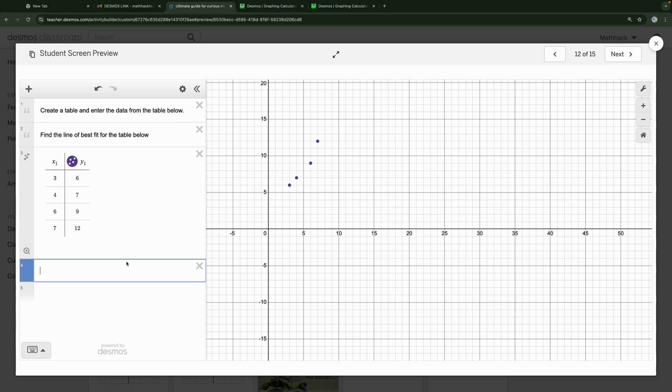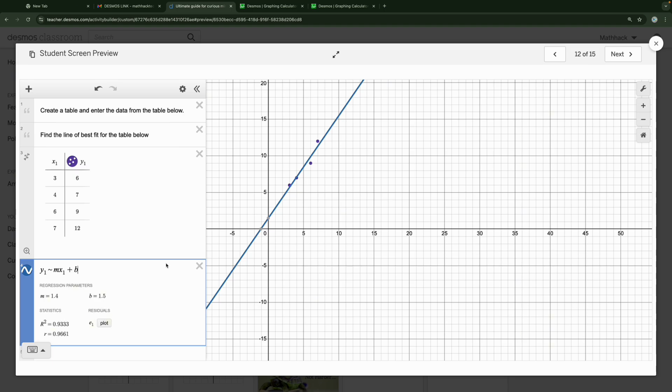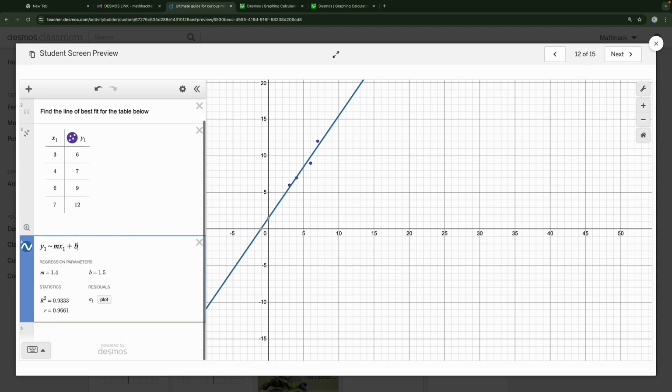And at the end of the day, what you have to do to be able to get the line of best fit is to type in y1 tilde mx1 plus b. That is what you have to do. Now, when we do this, here it gives us the slope and the y-intercept. So the slope is what we call m, and then the y-intercept is 1.5.